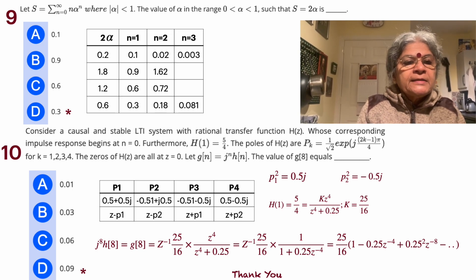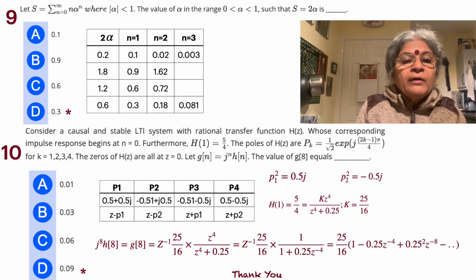Let S equal the sum from n equal to 0 to infinity of n alpha raised to n. So what does it mean? When n equal to 0, you have the component equal to 0, and when n equal to 1, it's going to be 1 alpha. Then when n equal to 2, it's going to be 2 alpha square, and then you have to sum them all. So you start from 0, then you have alpha raised to n, then 2 alpha raised to 2, and so on and so forth. And alpha has a value less than 1, so they are all converging.